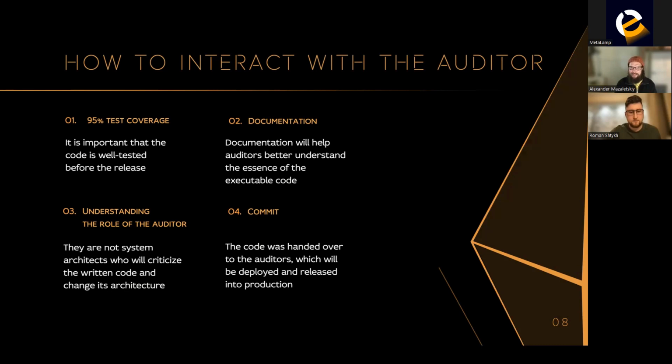You should clearly understand the role of the auditor's team. They are not meant to change your product architecture. Experienced auditors can give you suggestions about architecture improvement, but their primary job is to check your smart contracts for vulnerabilities and make sure it's aligned with documentation. Make sure you send the right commit to the auditor's team. It should be the same commit that you're planning to release. Don't change the commit during the process.